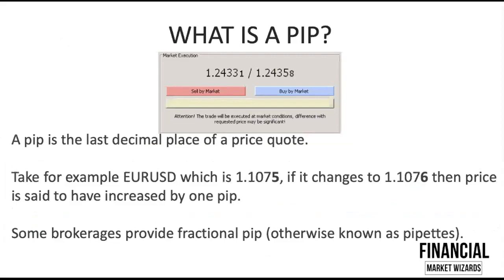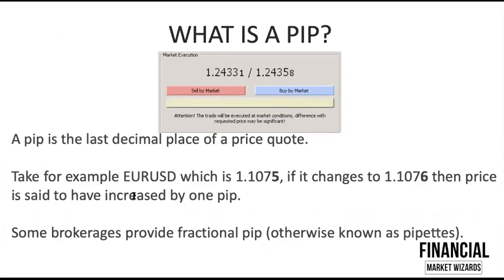Okay. So the last thing that we want to cover today would be: what is a pip? This is fundamental for you. It's very important. You must always know what a pip is. In fact, in our channel, we always say, oh, we made 20 pips, we made 40 pips. What does this mean? A pip is the last decimal place of a price code.